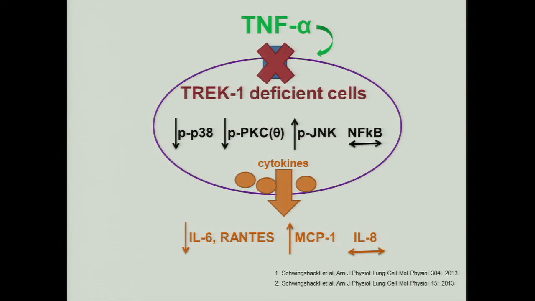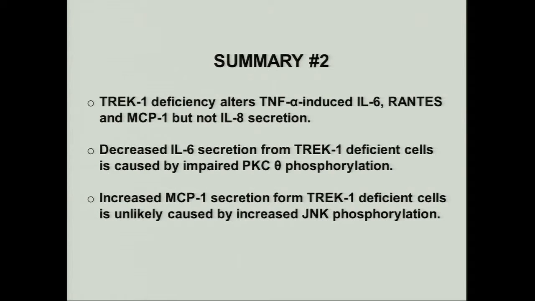This turned out to be true and unrelated. NF-kappa-B and P38 kinase did not, although P38 kinase was altered, it did not seem to affect or be related with any of the changes in cytokine secretion we saw from these cells. So again, to summarize this little set of experiments, we saw that TREC1 deficiency altered TNF-alpha-induced interleukin-6, RANTES, MCP1, but not IL-8 secretion. And the decrease in IL-6 appeared to be related to the decrease in protein kinase C phosphorylation, whereas the increase in MCP1 appeared to be unrelated to the increase in JNK kinase phosphorylation.